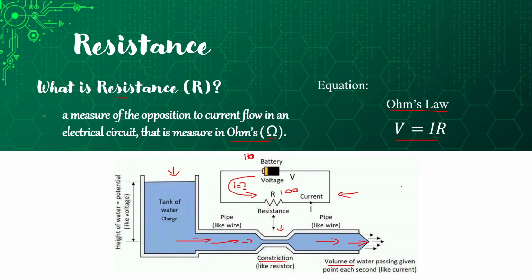Now we're going to use Ohm's law. Since we are going to find the current, we rearrange the formula. So we get I is equal to V over R. We are given 10 volts and 100 ohms, so we substitute the values, then simplify, and we get 0.10 amps. So that's how simple it is to use Ohm's law.